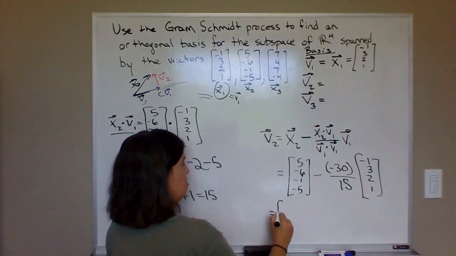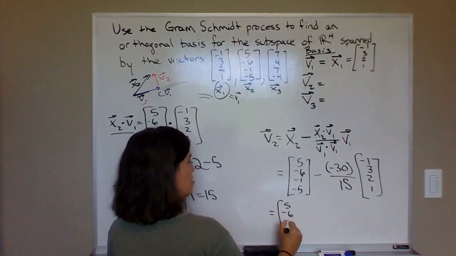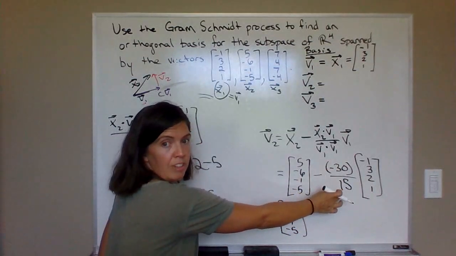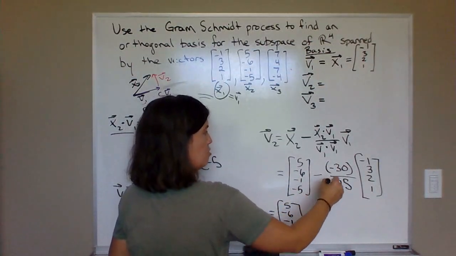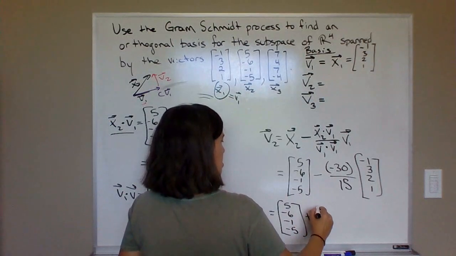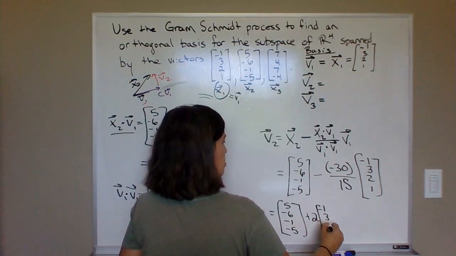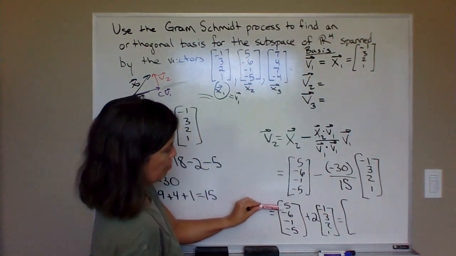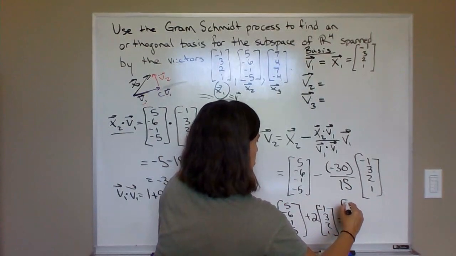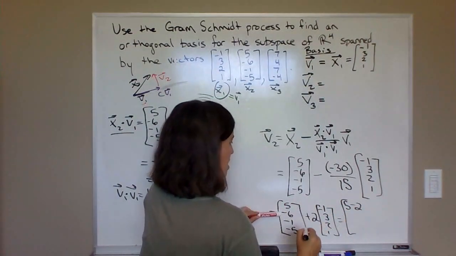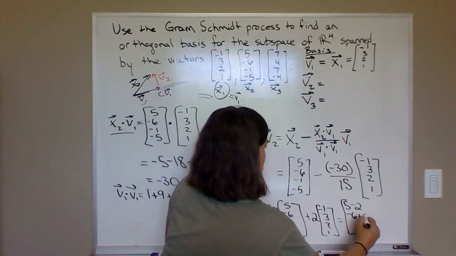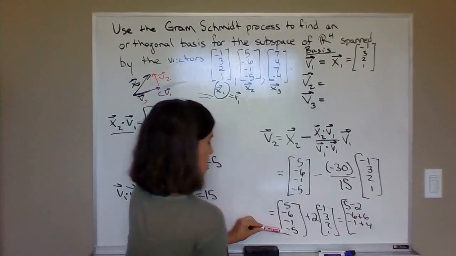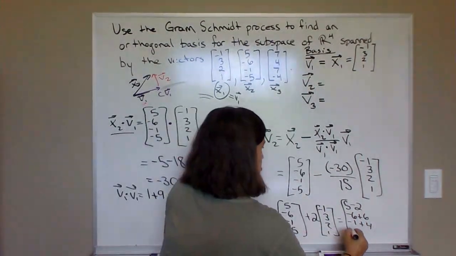Let me see if I can squeeze this down here. So we've got 5, -6, -1, -5. So this right here is -2, minus -2. So this is plus 2 times this vector. So this is 5 minus 2, -6 plus 6, -1 plus 4, and -5 plus 2.